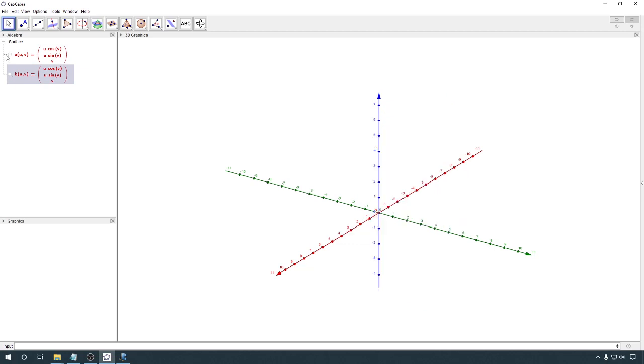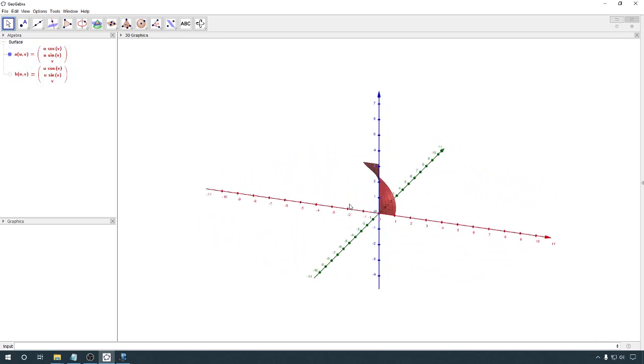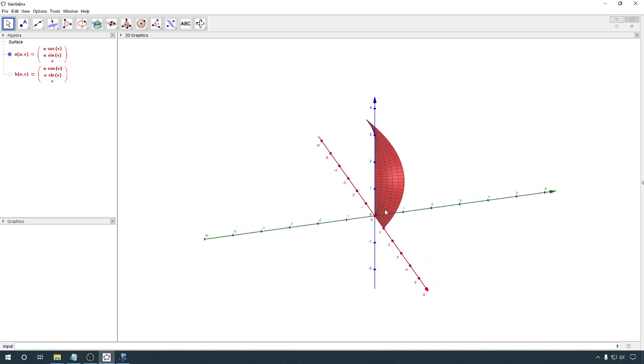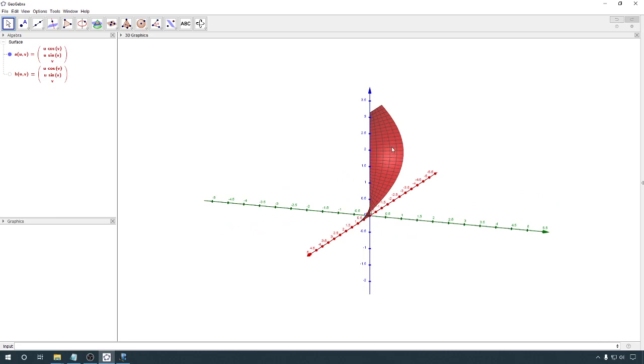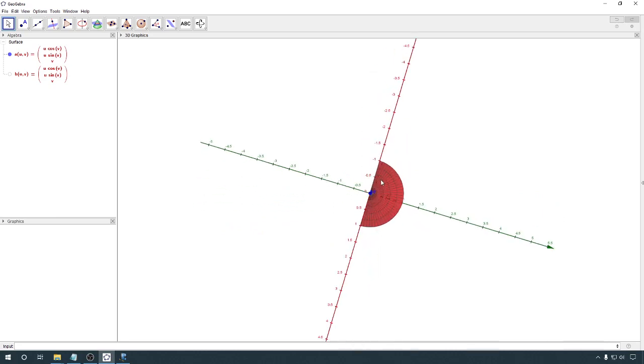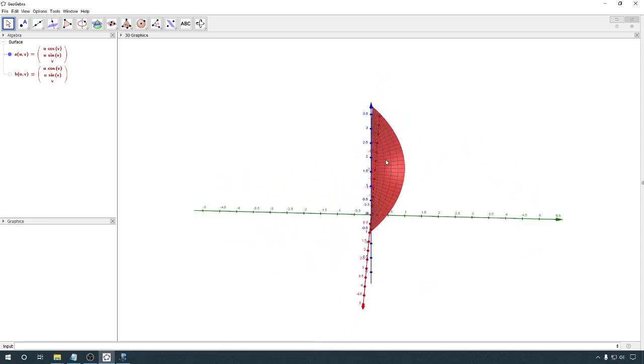But once again, they're only wanting us to look at this section of the surface. So we have this little piece of it that's going halfway around, and only going out to a distance of 1.